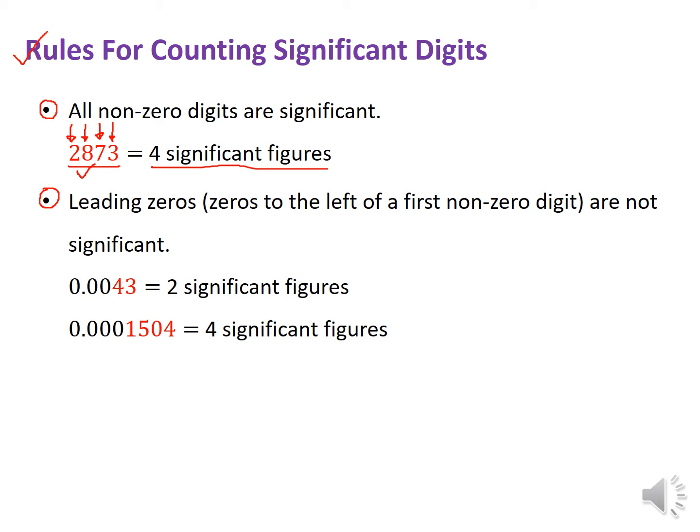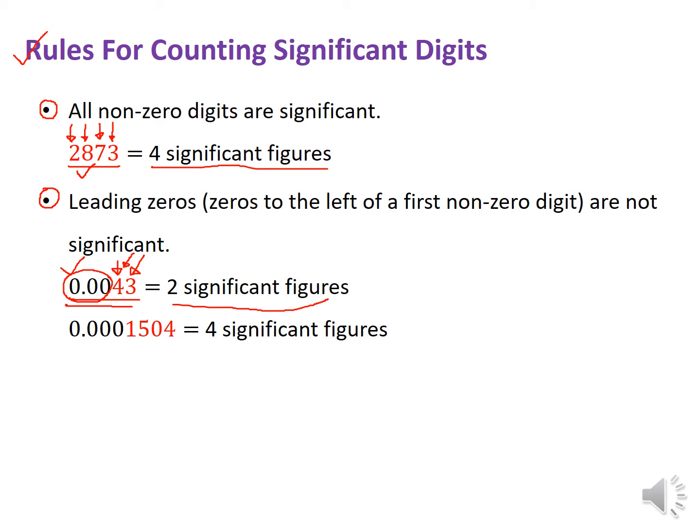The second rule is leading zeros are not significant. For example, we have the number 0.0043. Here these zeros are leading zeros and the first non-zero digit is 4. So the first significant digit is 4 and the second significant digit is 3. So in the number 0.0043 we have 2 significant figures. And it is interesting that we are not including these leading zeros as significant figures.